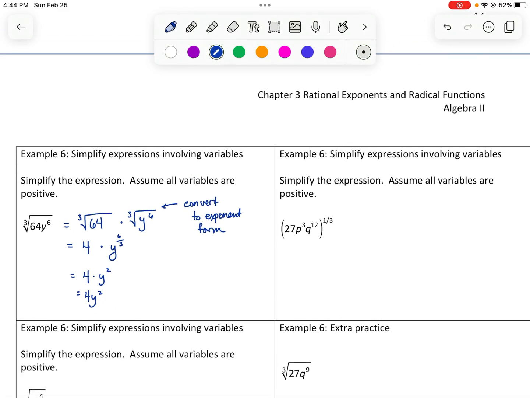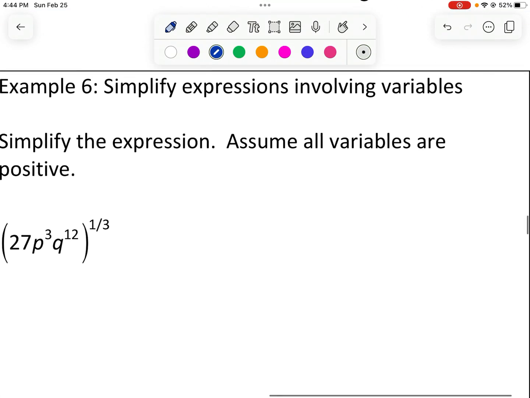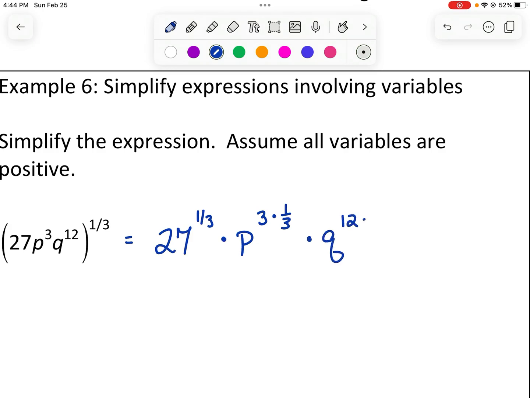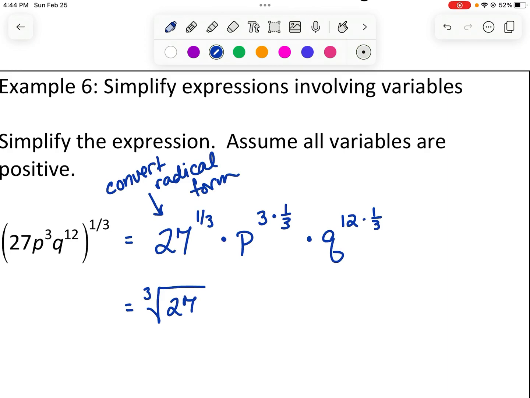So now let's look at example 6. This one's a little bit different. Here, we're in exponent form. So first, that 1/3 belongs to everything. So I'm going to rewrite this as 27 to the 1/3 power times p to the 3 times 1/3, because when we have a power to a power, we multiply our exponents, times q to the 12 times 1/3 power. Now I'm going to convert my 27 to radical form, which means that's going to become the cubed root of 27.